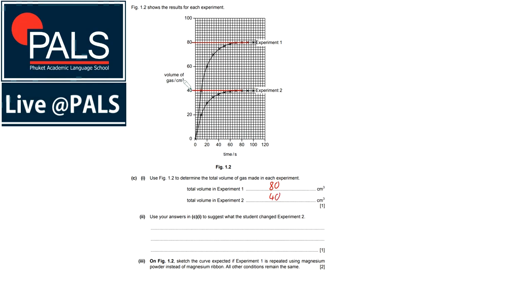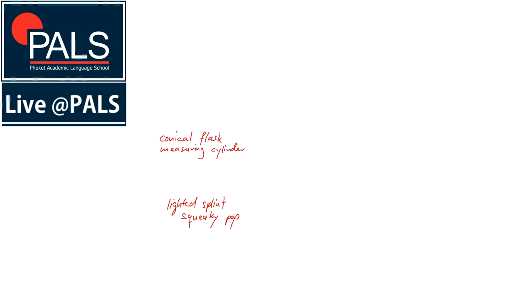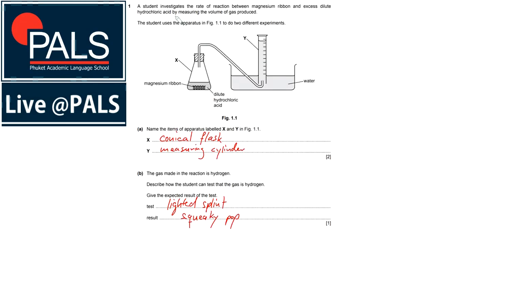Now always have a quick look at the units. If that matches as well, that's fine here. So yeah, 80 and 40 cm³. Use your answers in (c)(i) to suggest what the student changed in experiment 2. So let's go back quickly and have a look at what the experiment exactly was. A student investigates the rate of reaction between magnesium ribbon and excess dilute hydrochloric acid. So hydrochloric acid is in excess, which means all of the magnesium will react and some hydrochloric acid will be left over at the end of the experiment.